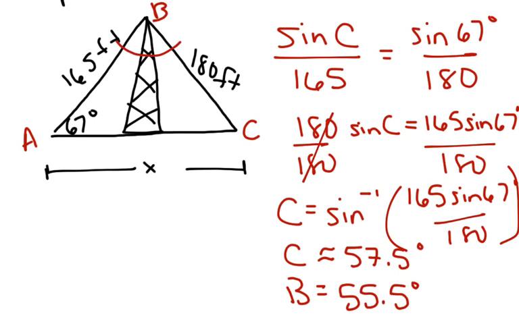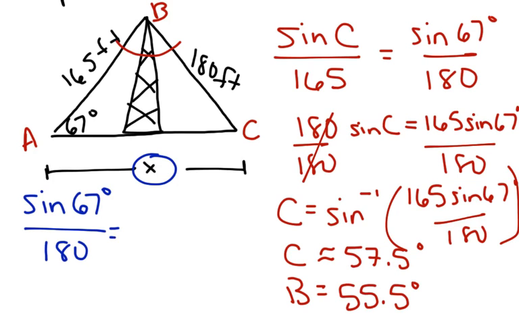Well, now that I know angle B, I can find side B. So I'm going to start with this same proportion, the sine of 67 degrees over 180, but this time I'm going to set it equal to the sine of angle B, which is 55.5 degrees, divided by side B.